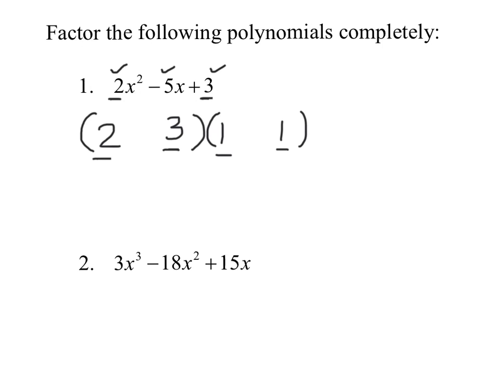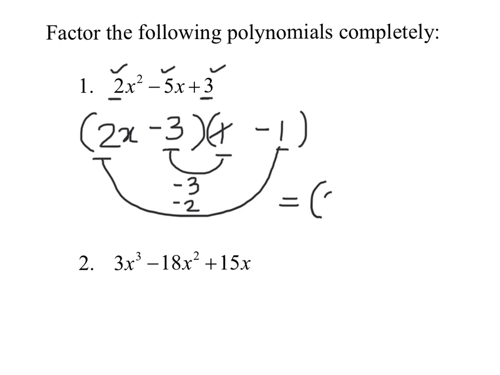Now let me go ahead and see if that would give me a 5. So 3 times 1 is 3, 2 times 1 is 2. Now 3 and 2 do give me a 5, but I need a -5. So let me change the signs here: -1, -3. So now I have -3 and -2. That gives me a -5. So all I have to do is go back and put my x's here. My final answer here would be 2x minus 3 and x minus 1.